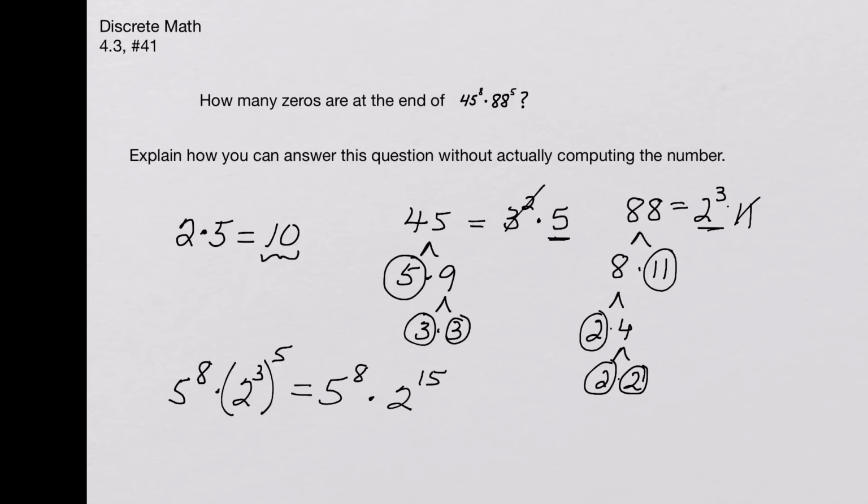Now, keep in mind, we need a 2 and a 5 to pair together to make 10. So, which one am I limited by? I'm limited by the 5 because it's got the lower exponent. So, that means that my answer, whatever number it is, when I multiply all of this out, I don't know what it is, but I do know that there are 8 zeros at the end, because I could even write this out. Let me go to the next page.